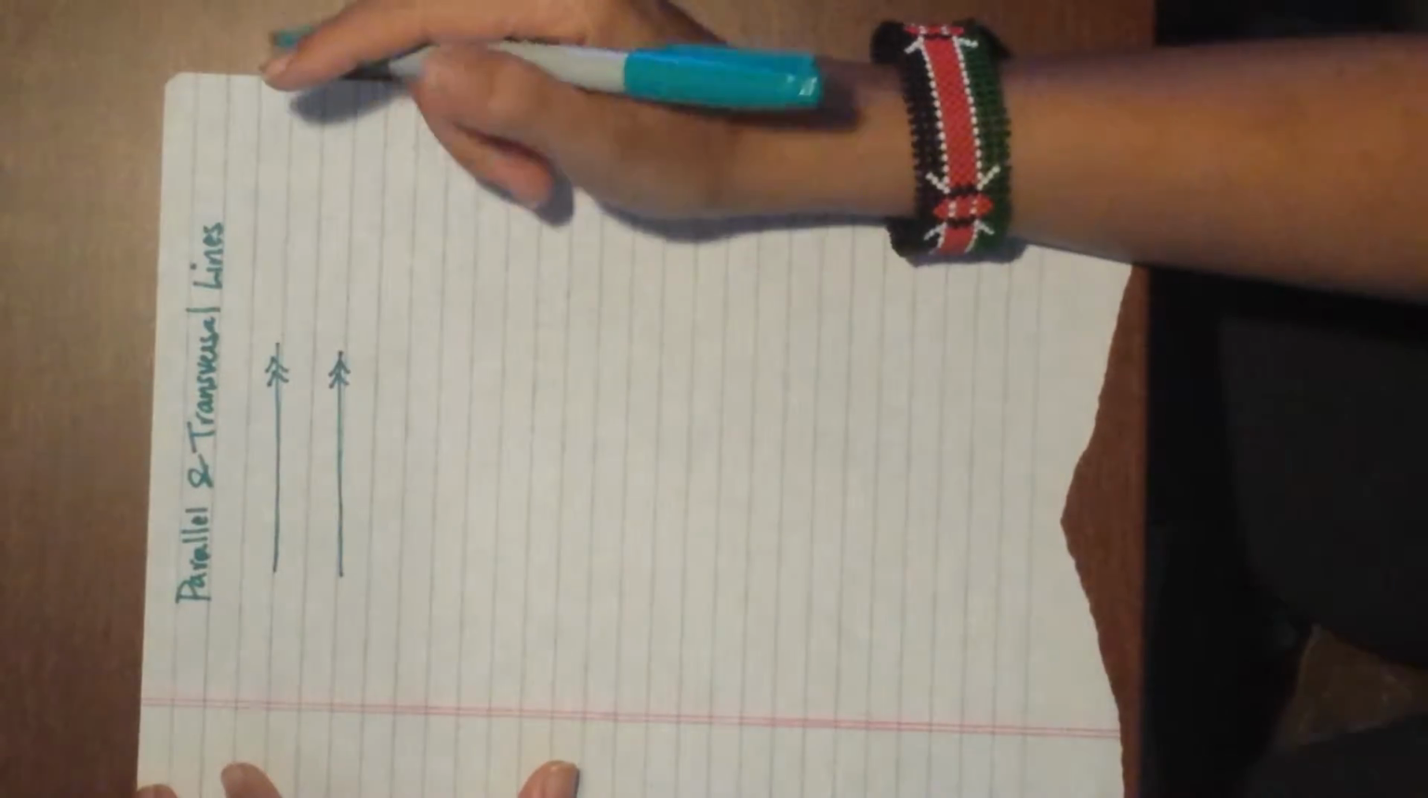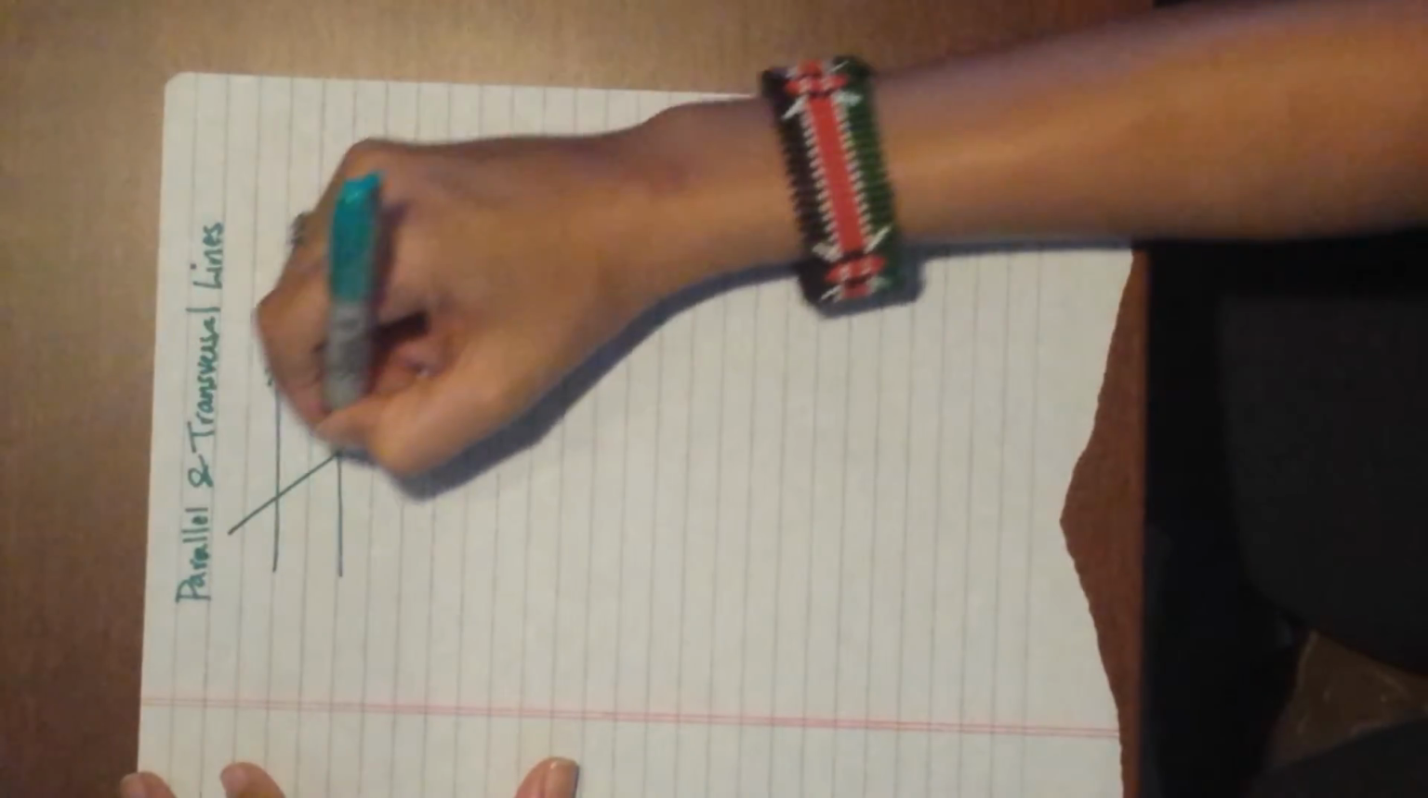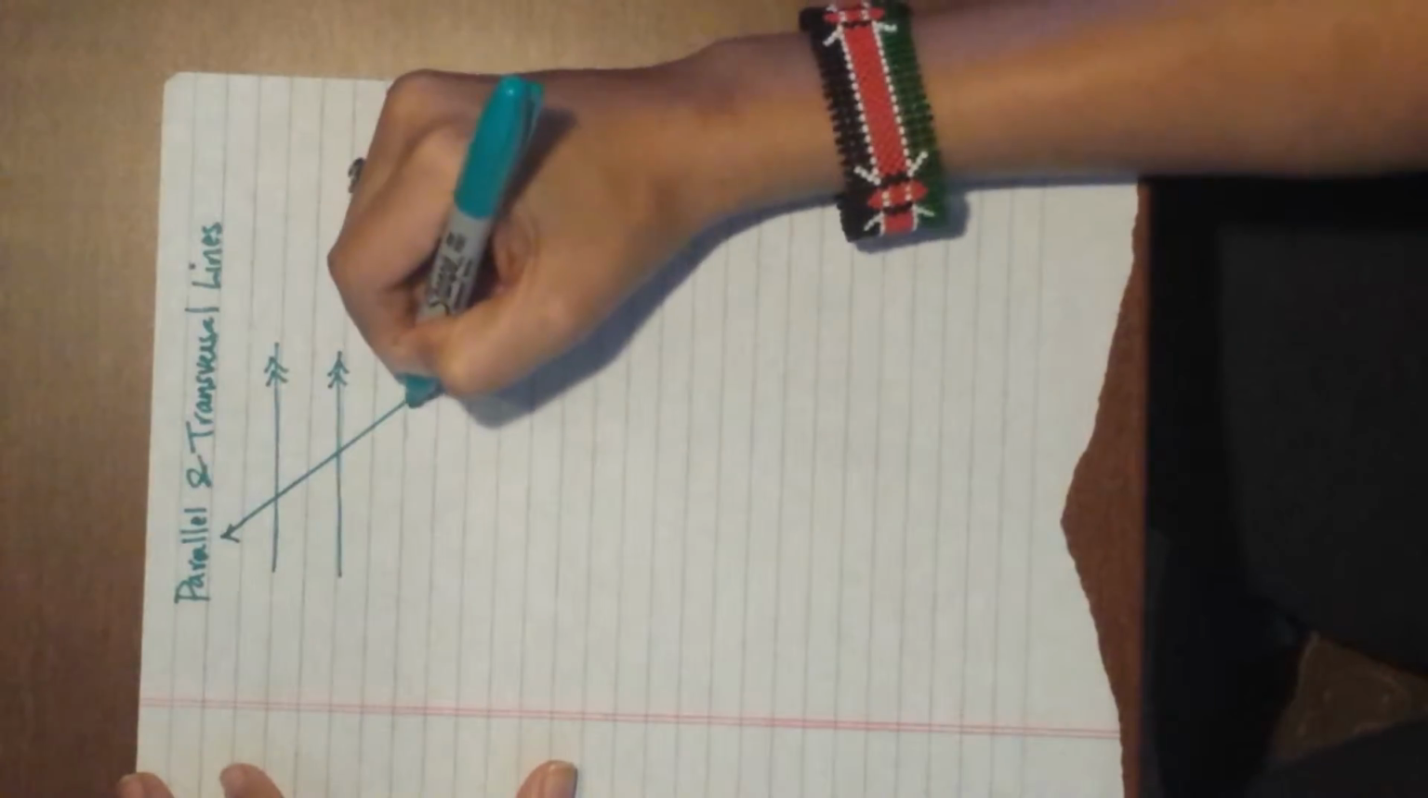A transversal line is a line that cuts through the parallel lines. So it's just a line that cuts through the parallel lines. That's called a transversal line.